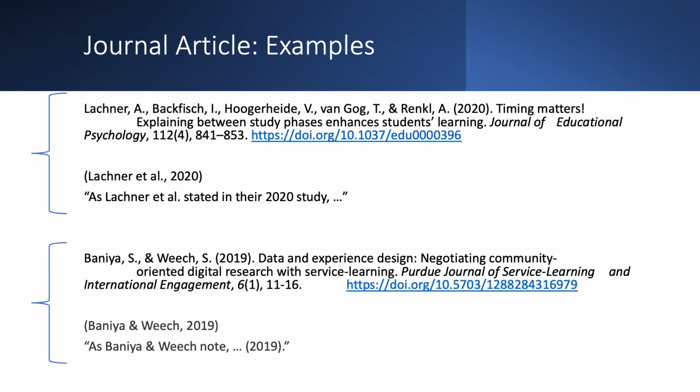Now let's take a quick look at a couple examples of how a journal article might appear, both in the reference list and in the in-text citation. In the first example, we see a list of authors. We have their last name, comma, first initial. In this case, they don't seem to use middle initials, so there's only that first initial for each. And we see the ampersand in between the last two authors. Then we see that it was published in 2020.